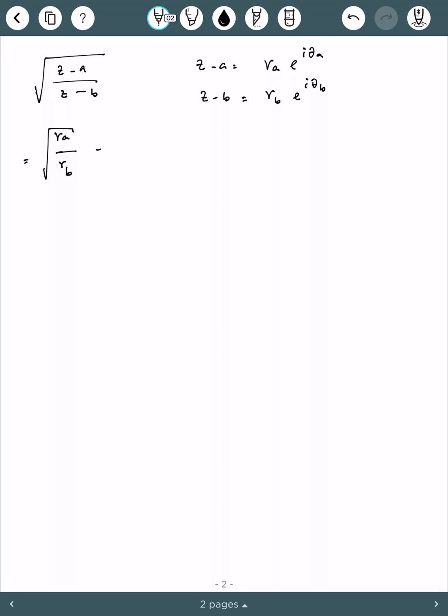Let's look at another example just to warm up on the phases. Suppose my function took this structure, z minus a over z minus b. Once again, I want to write z minus a as Ra e to the i theta a and z minus b as Rb e to the i theta b. Then the square root of this is Ra over Rb into e to the i theta a minus i theta b over 2.